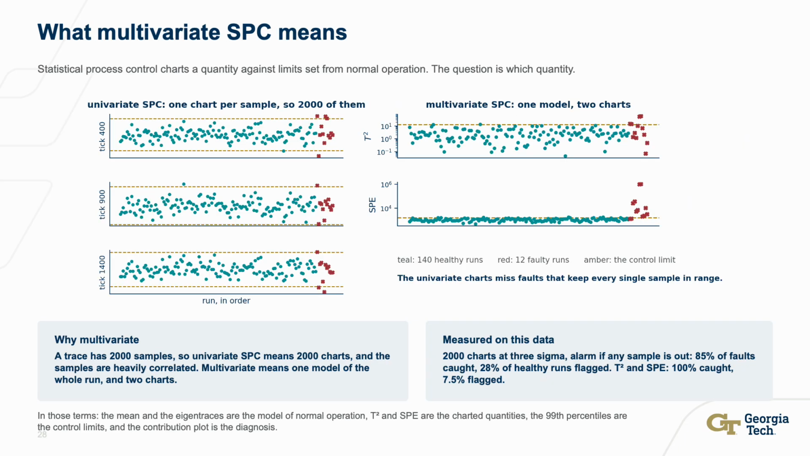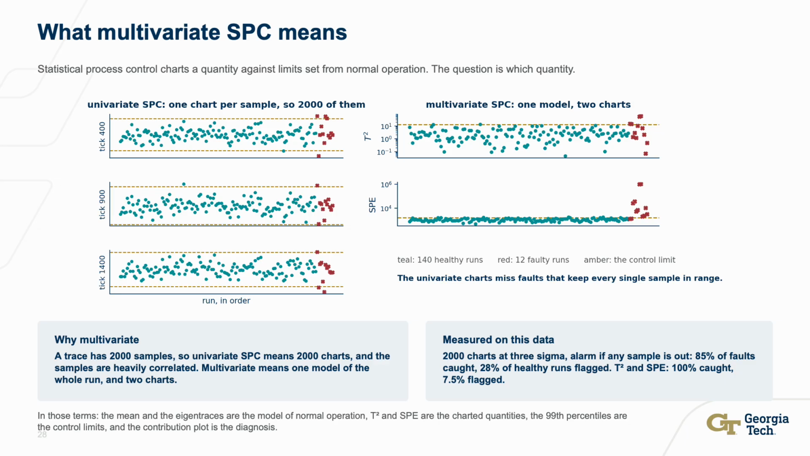We have been building something with a name, so before comparing it against the alternative, let us say plainly what it is. Start with the middle two words. Statistical process control is an old and simple idea. Measure something on every run and decide from normal operation what range that measurement occupies. Draw the range as a limit on the chart and alarm when the run falls outside.